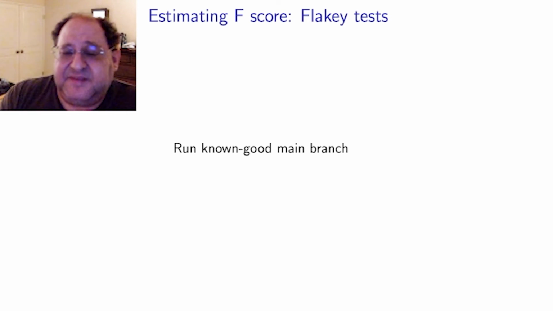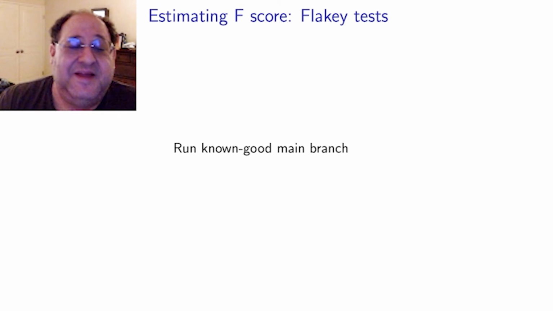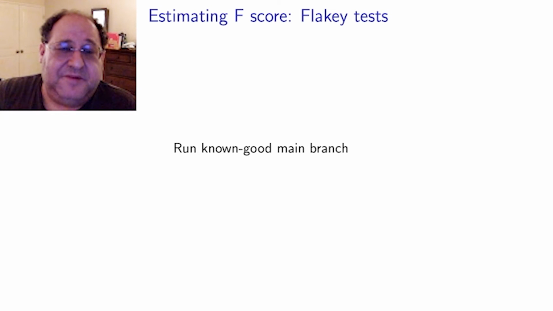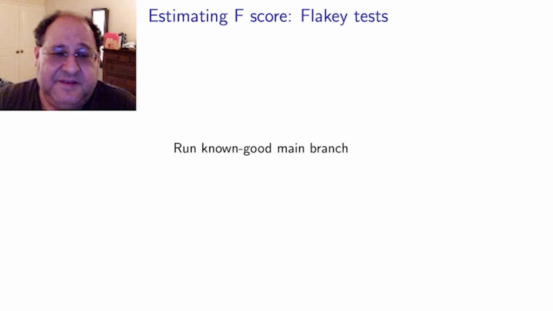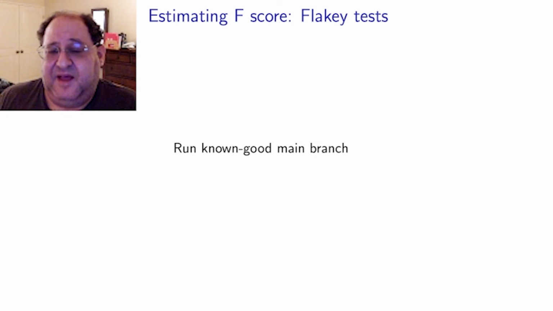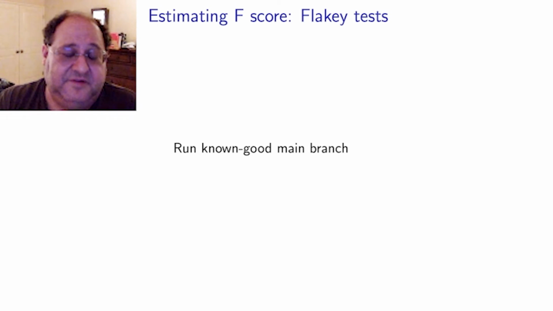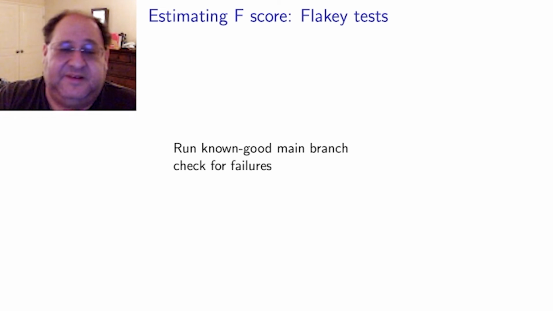So these are the kinds of things that can change your F-scores, but how do you know what your F-score is? If you want to measure the flakiness, you can run the known good main branch a few times, see if any tests fail, and any tests that fail on a known good main branch are flaky, right? So you can measure the rate that this happens and feed it into the F-score calculation. This is pretty simple.